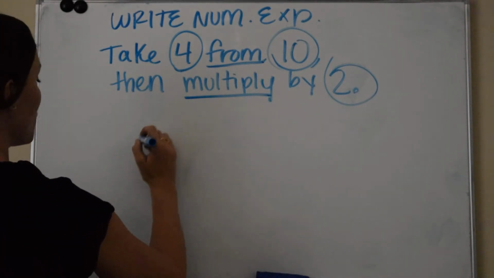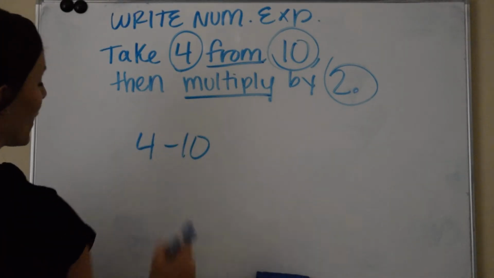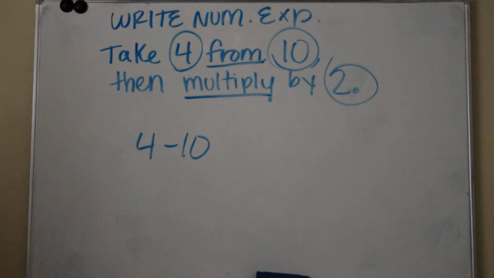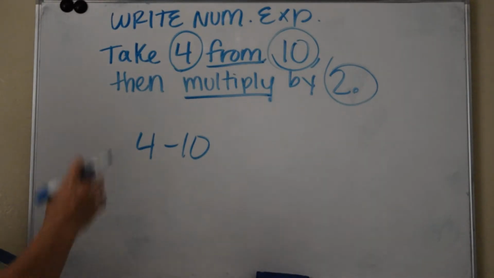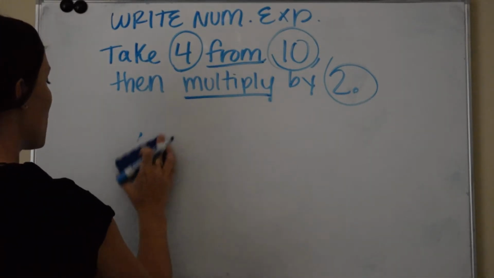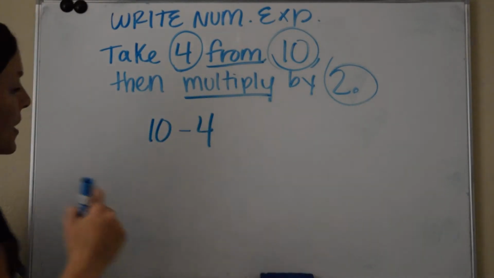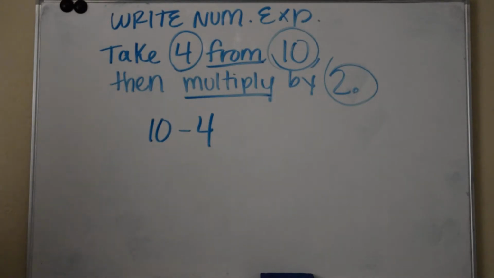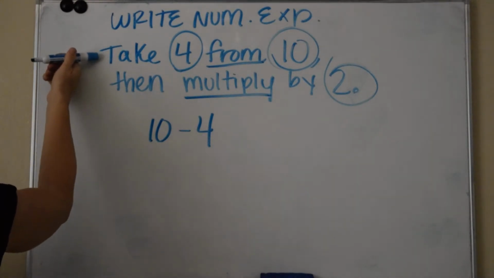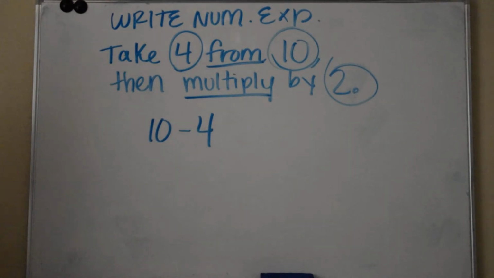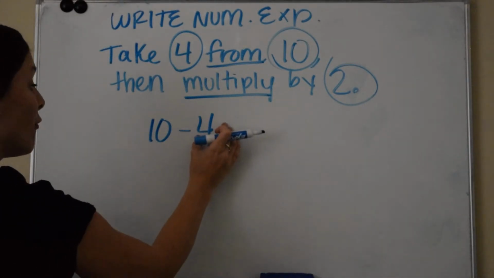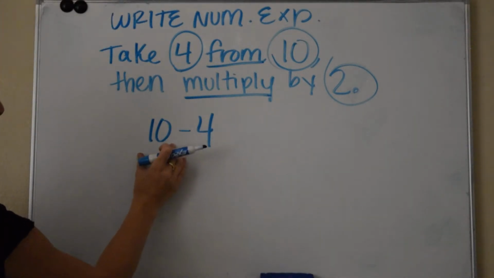Now, let me show you the wrong way. 4 minus 10. Why is that incorrect? Can I do 4 minus 10? No. And it didn't say take 10 from 4. It said take 4 from 10. So that would look like this. You might think you're writing it backwards, but you're writing it correctly. They said it backwards, or they said it mathematically. I am taking 4 from 10.